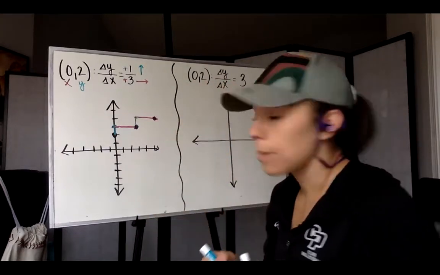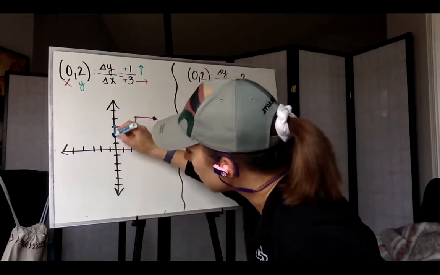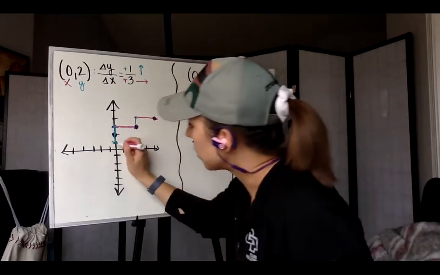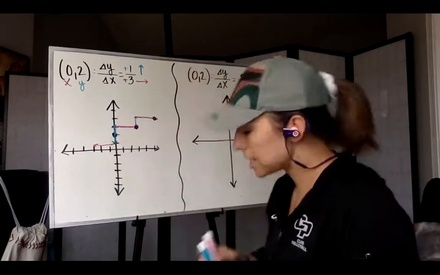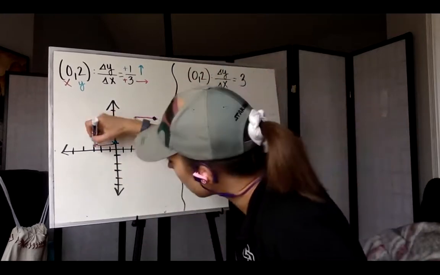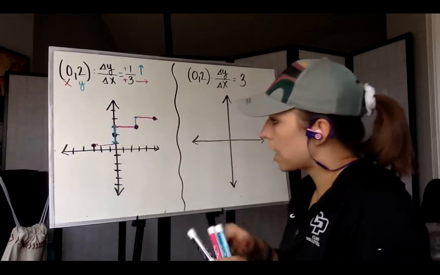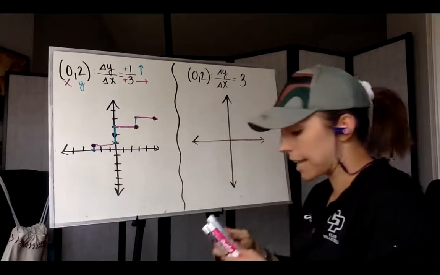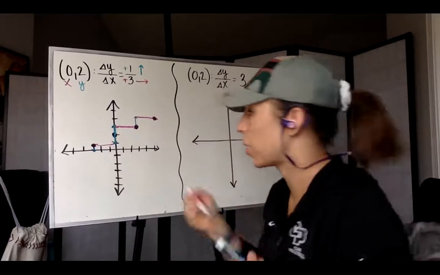Bottom line, you can go the opposite direction. Instead of going up 1, I can go down 1. And instead of going right 3, I can go left 3. And it takes you to another point on the graph. Same thing, I can go down 1. Because any of my algebra students, they find every single point.